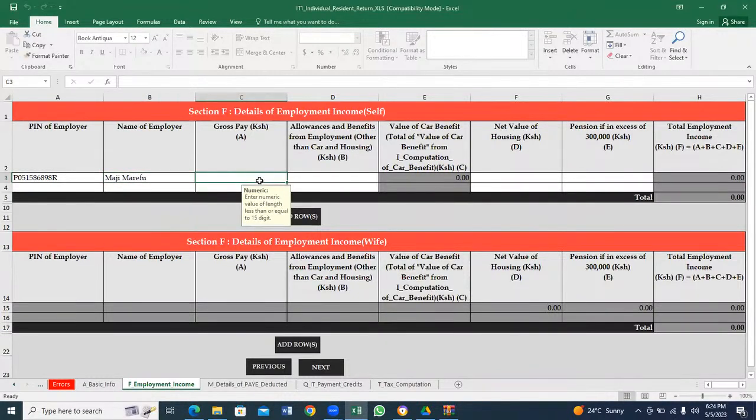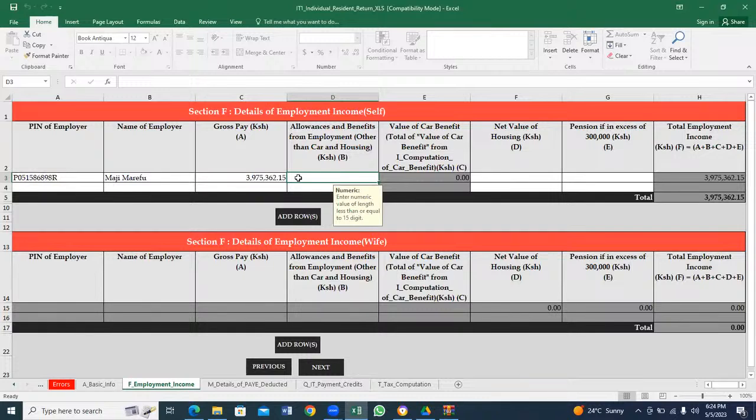How much is the gross pay again? Remind me in the chat box. Is it the same figure I have there, Patience?